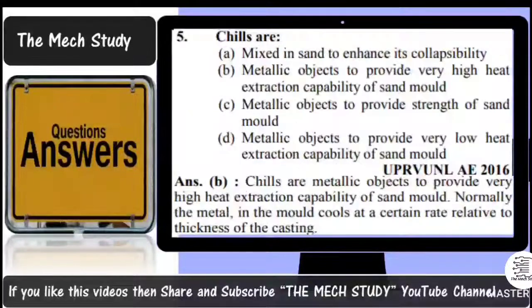Going with the next question, question five: chills are? Option A is a metal mixed with the adhesion and collapsibility, option B is a metallic object to provide very high heat extraction capability of the sand mold, option C is a metallic object to provide strength to the sand mold, option D is a metallic object to provide very low heat extraction capability of the sand mold.